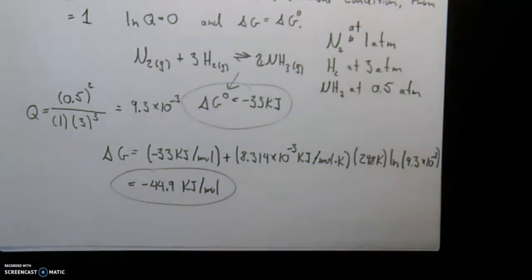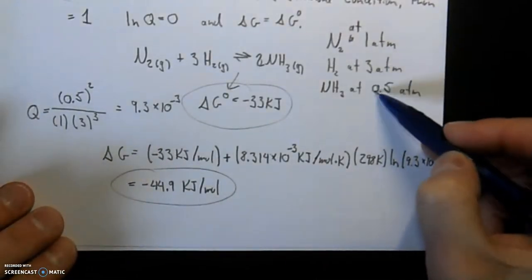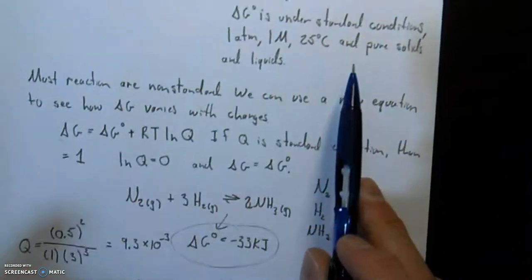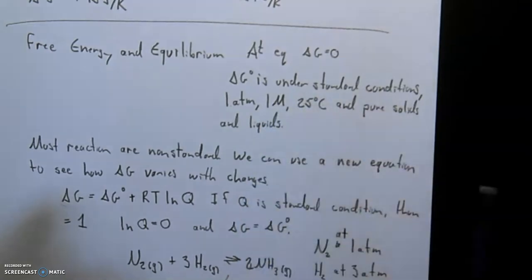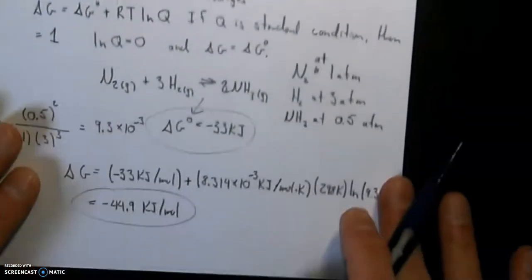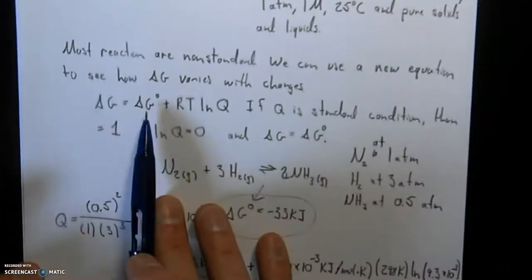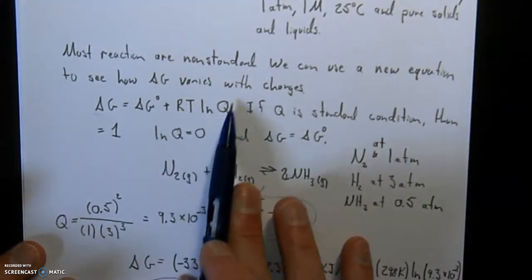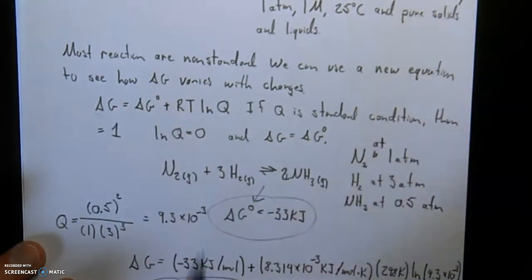If all of the pressures that we put into this equation were standard conditions, just one. Again, we had it listed up here that standard conditions are 1 atm, 1 molar, 25 degrees Celsius, and pure substances. If we put all those into the equation, then Q would end up being 1, and ln Q would be 0. This whole term would cancel out, and these two values would be equal to each other. That was not our case.